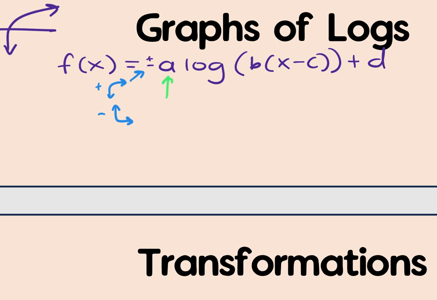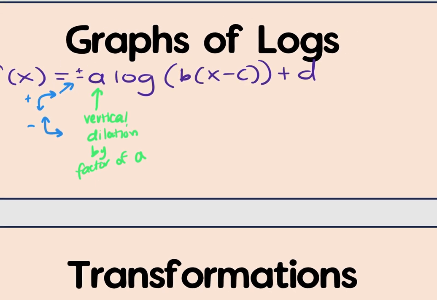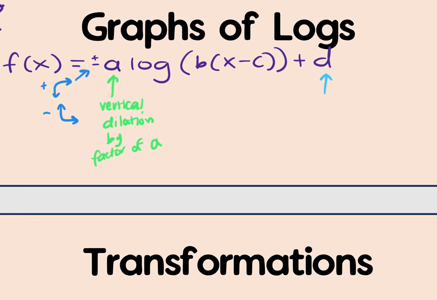The A would be your vertical dilation by a factor of A. Can you read that? Vertical dilation by a factor. Then D, the last thing that affects vertical, D is a shift up or down. Up if it's a positive D, down if it's a negative D. So that stuff would affect your vertical, your range, all the things that have to do with a vertical shift.